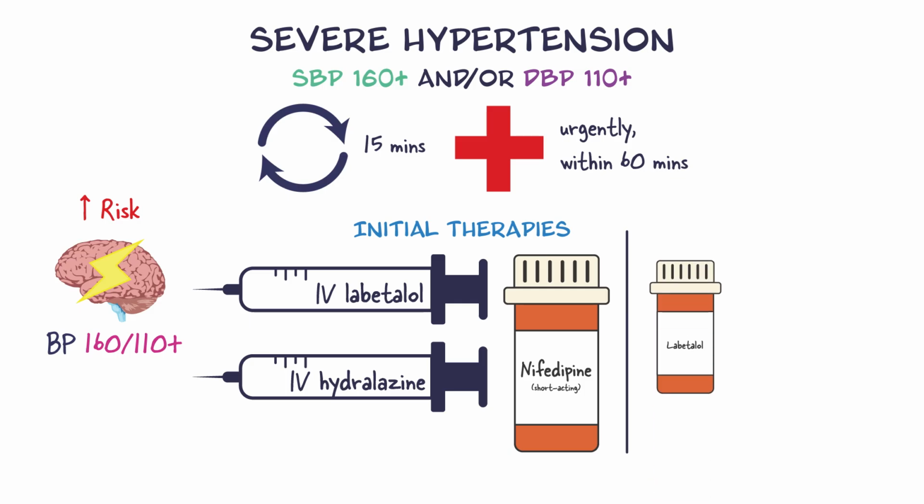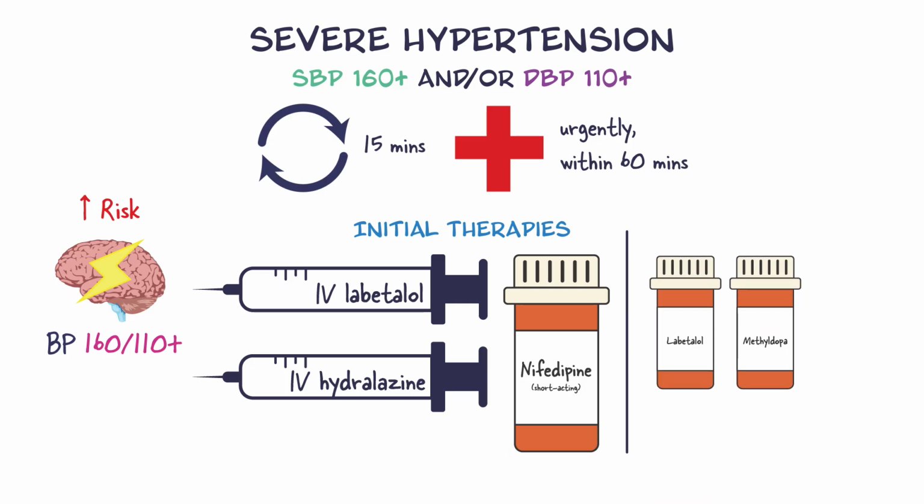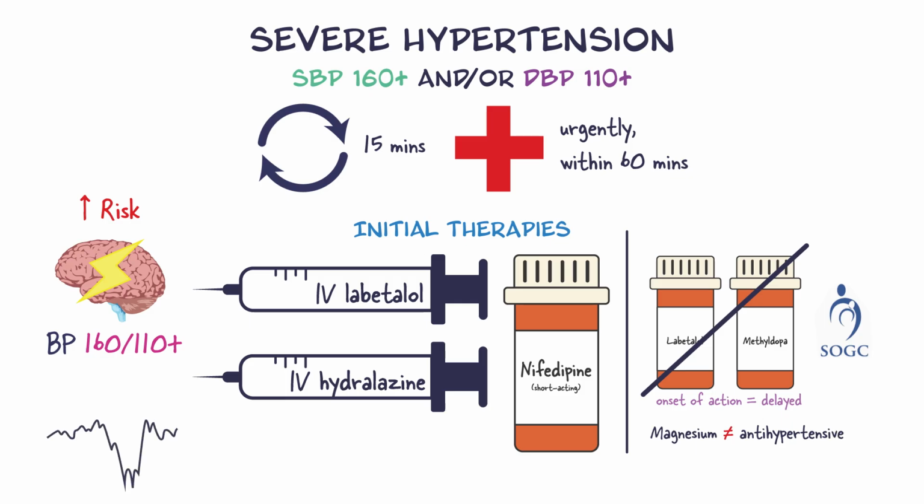Although oral labetalol and oral methyldopa appear on the list of agents recommended by the SOGC for urgent control, onset of action may be delayed and neither is used as a first choice at our centers. Of note, magnesium sulfate is not an effective antihypertensive agent. Continuous fetal monitoring is advised until the blood pressure has stabilized.